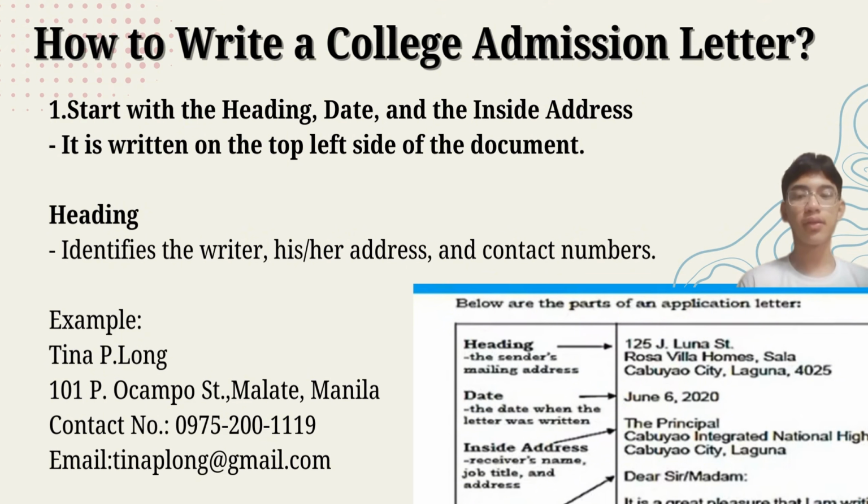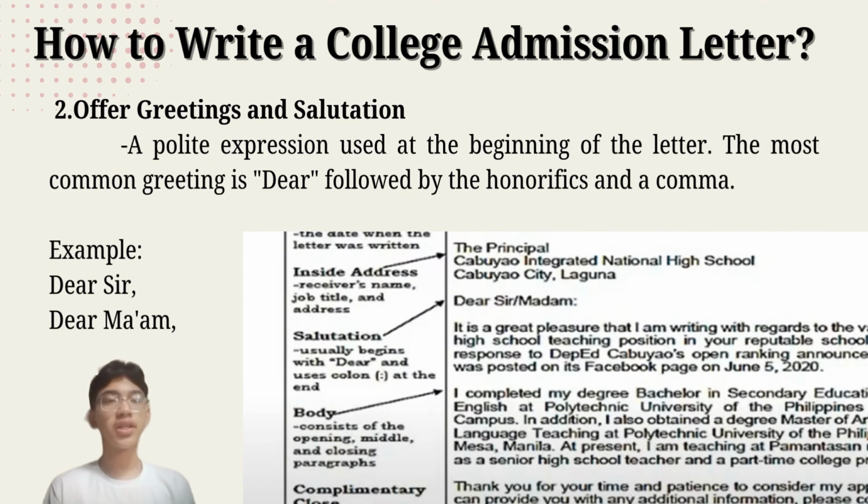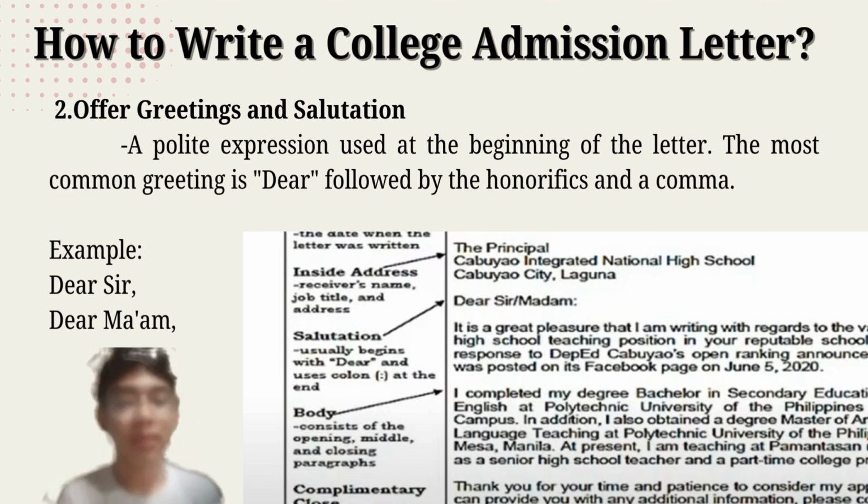How to write the letter. Number one, start with a heading, date, and the inside address. It is written on the top left of the document. The letter's writer gives his or her address and contact number, and the exact month and year between the letterhead and the inside address. Number two, offer a greeting and salutation. A polite expression given at the beginning of the letter. The most common greeting is dear.